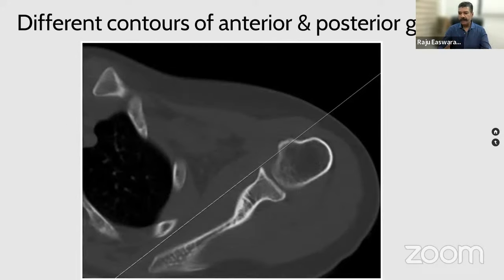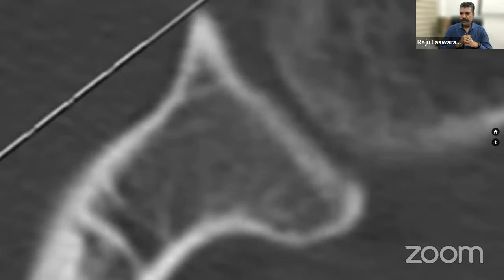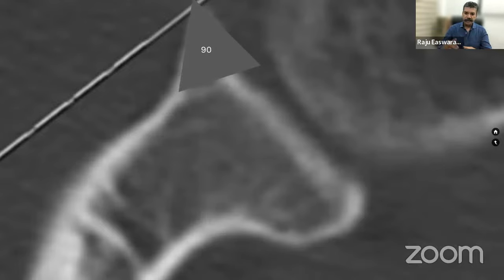Now, if you look at any CT scan or an MRI axial image, and this is a very common CT scan or MRI image that you will get in your studies, you should appreciate the subtlety in contours between the anterior and the posterior glenoid. If you look at the anterior glenoid, the bone loss happens typically at a 90 degree angle to the glenoid axis. So it's almost like a perpendicular drop off.